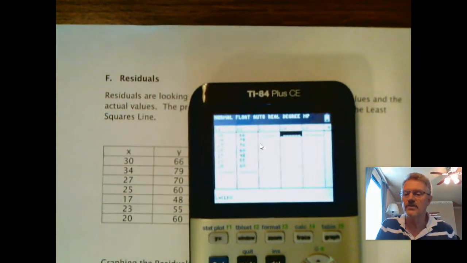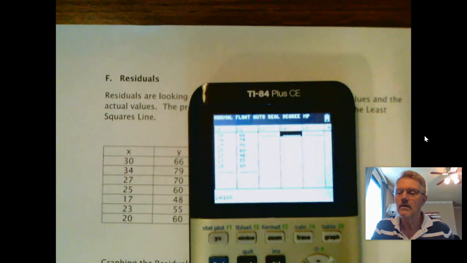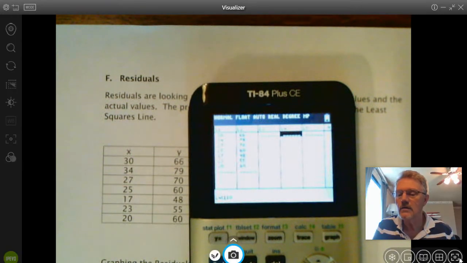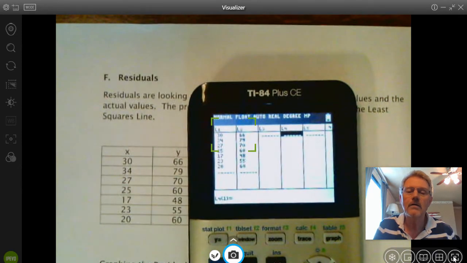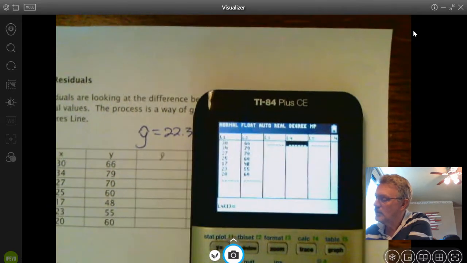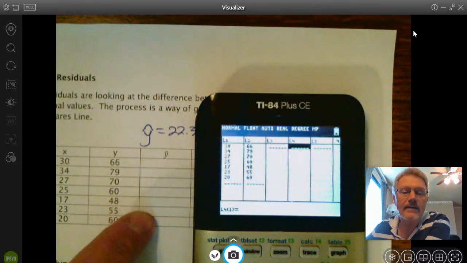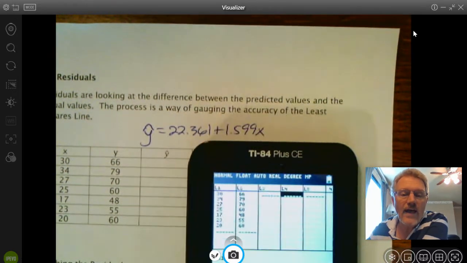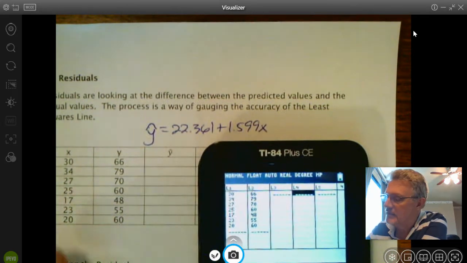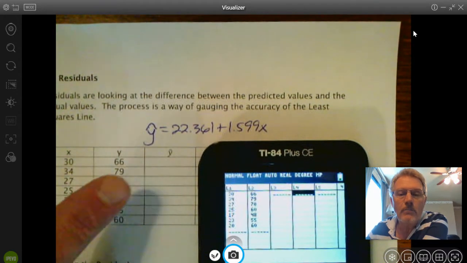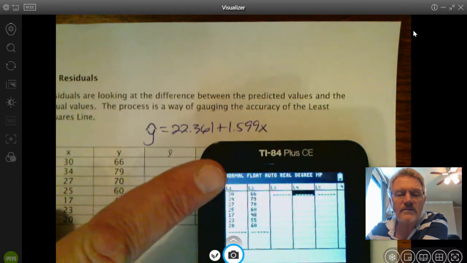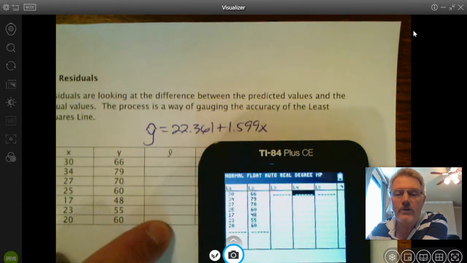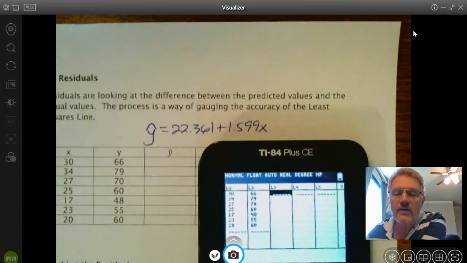Let me hit that focus again because that looks really bad. And all right, well, that's a little bit better.